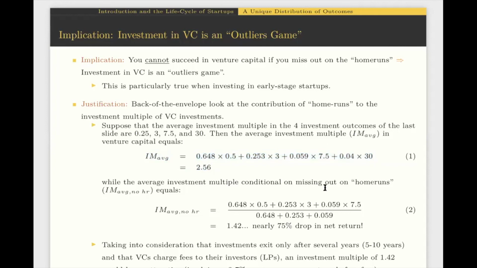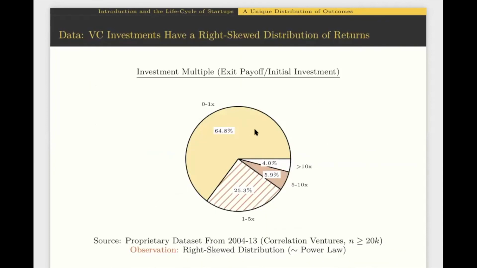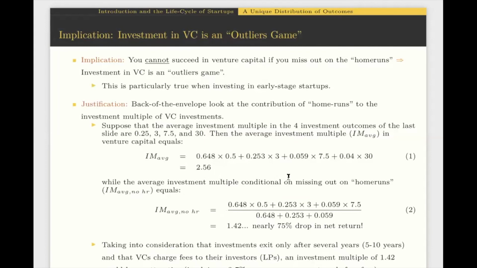Now, one question we can ask is, well, what happens actually if a VC fund doesn't participate in the large successes, in the home runs, right? So they miss out on 4% of these investments. What happens to the performance of that fund, right? Well, in that case, they would miss out on this 4%. So they'd be investing in 96% of the investments. And out of that 96%, 65% would be returning an investment multiple of 0.5, 25.3% an investment multiple of 3, and then 5.9% investment multiple of 7.5. Well, this translates to an investment multiple of 1.42.